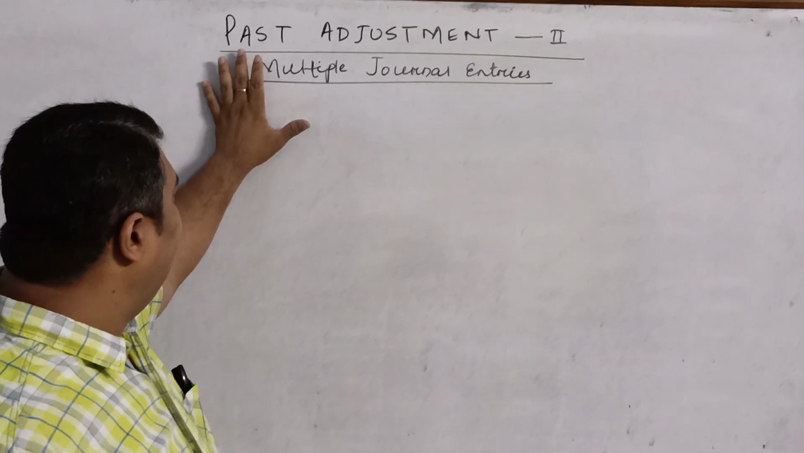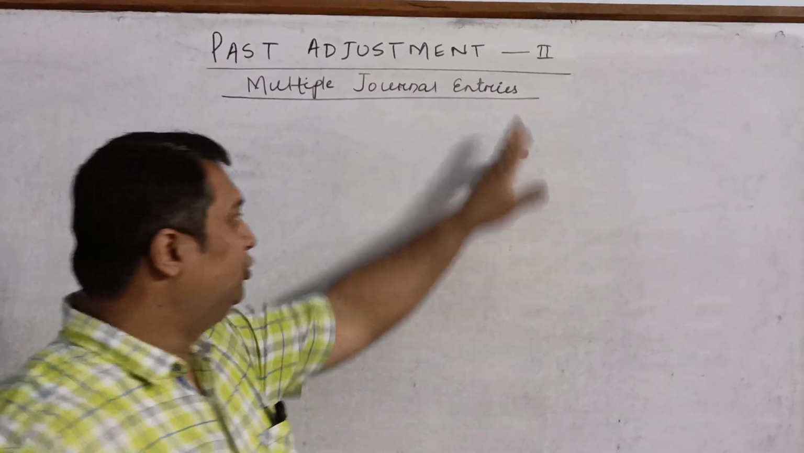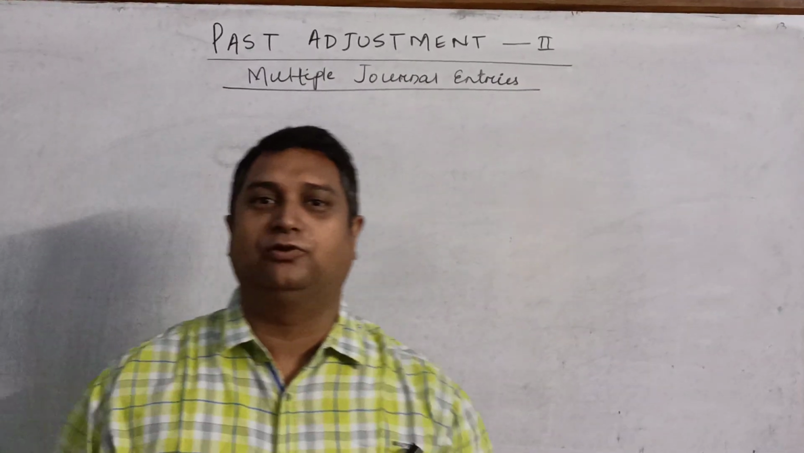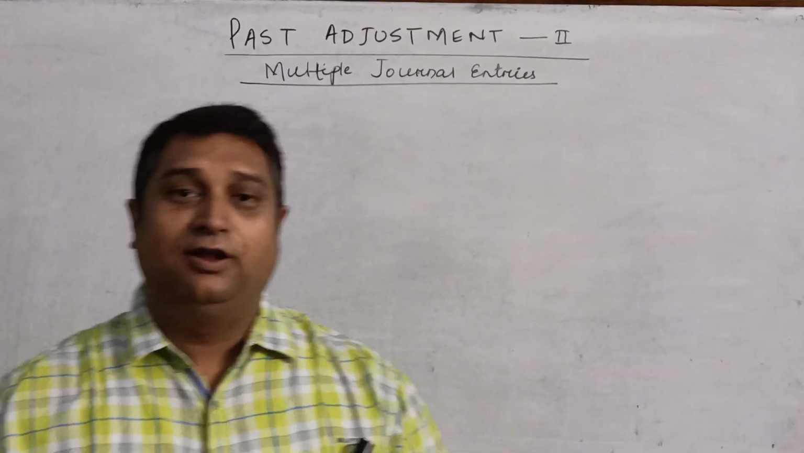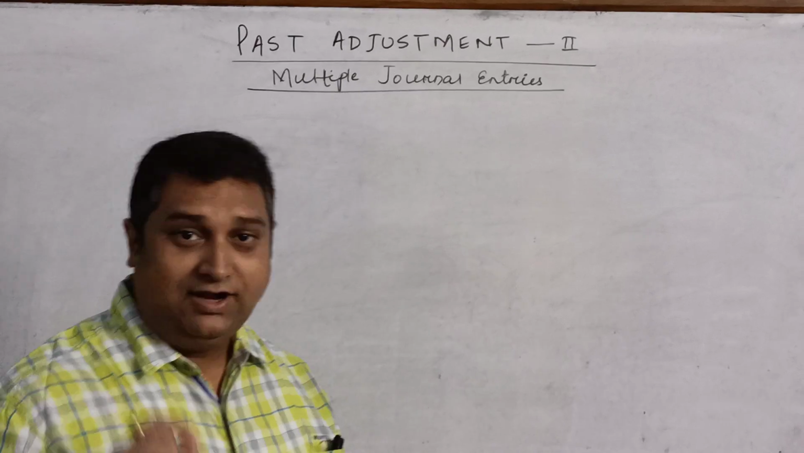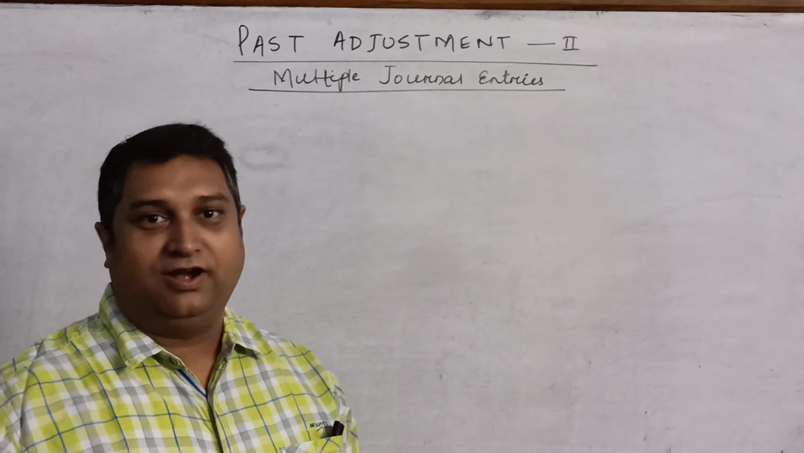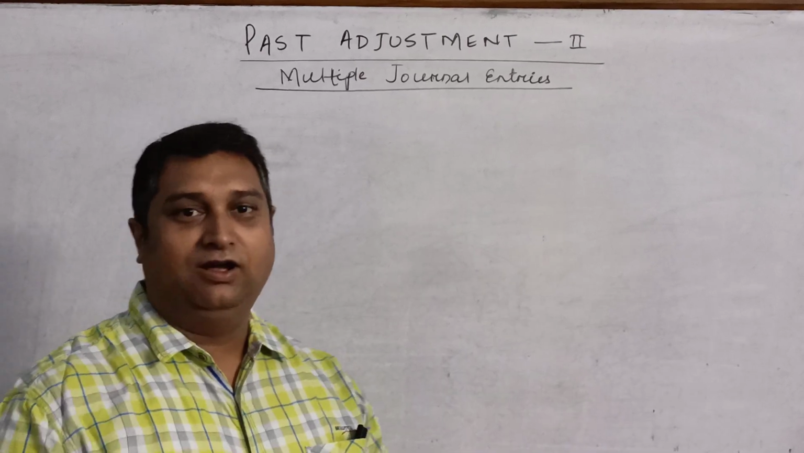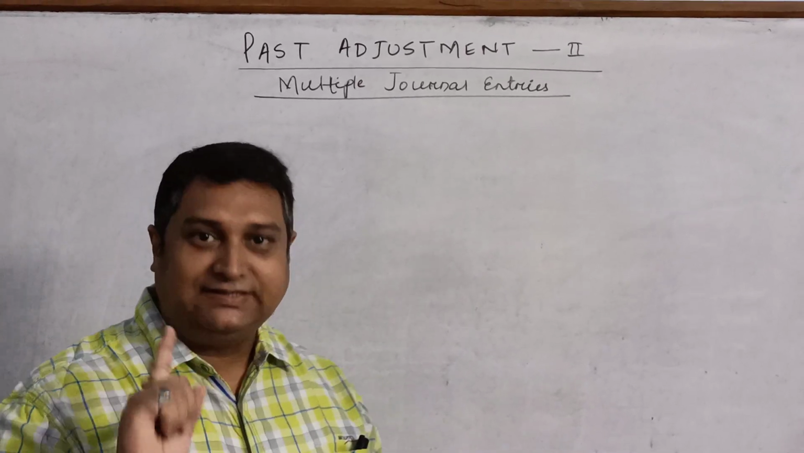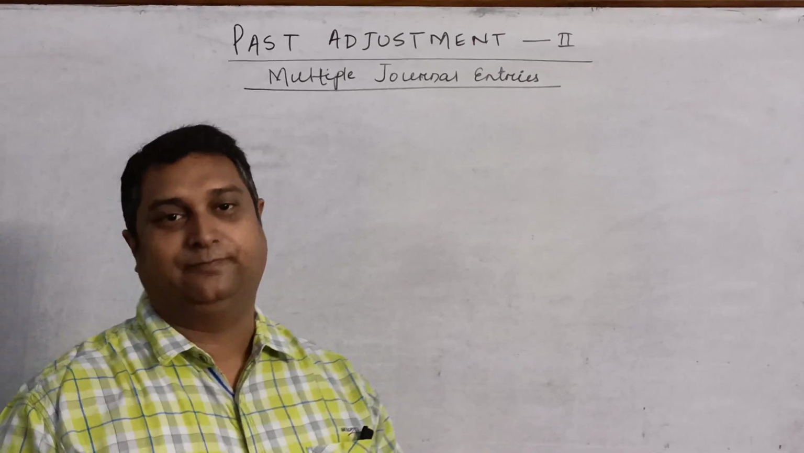As you can see, today we are going to discuss past adjustment part 2. In the previous session, we had discussed past adjustment, but that was based on a single journal entry, where for all the types of errors we compiled them together and passed one single journal entry to rectify all the errors and omissions.